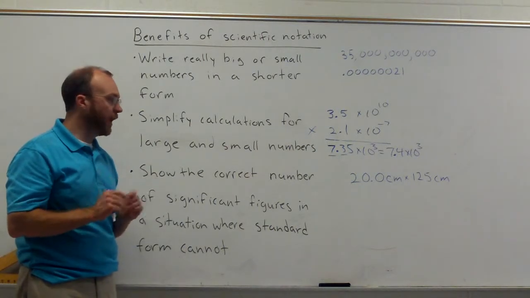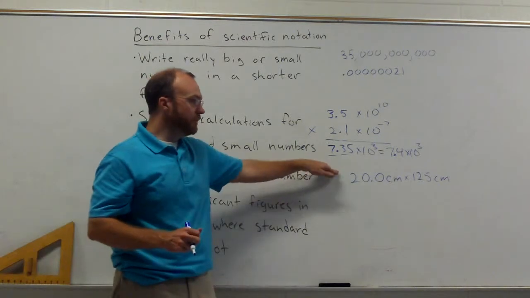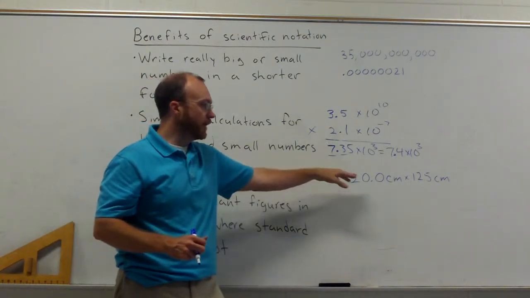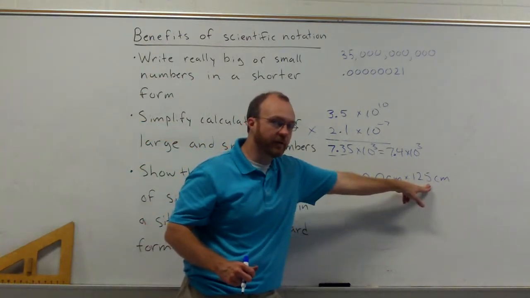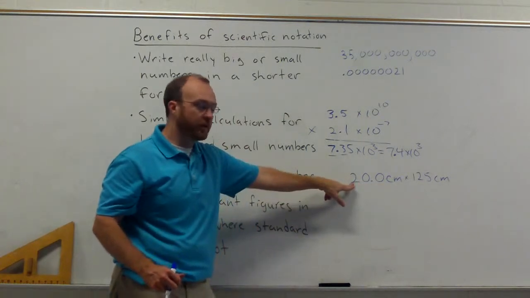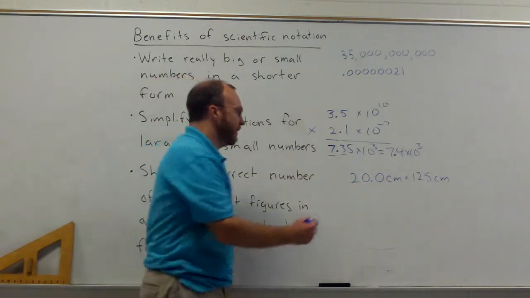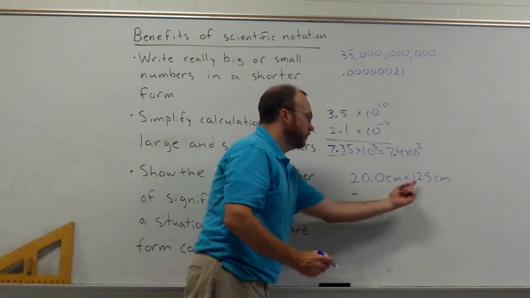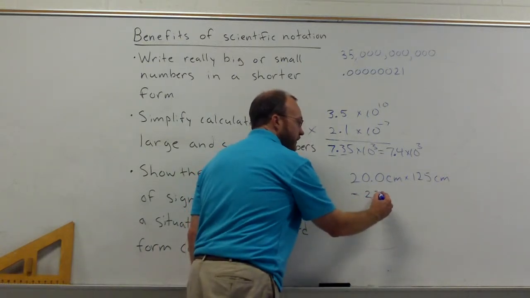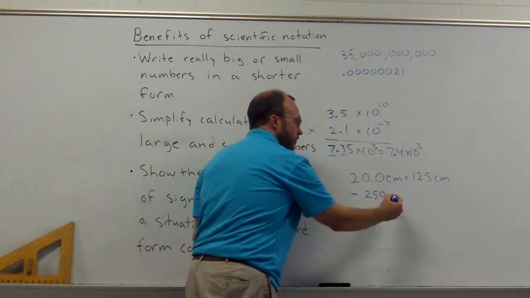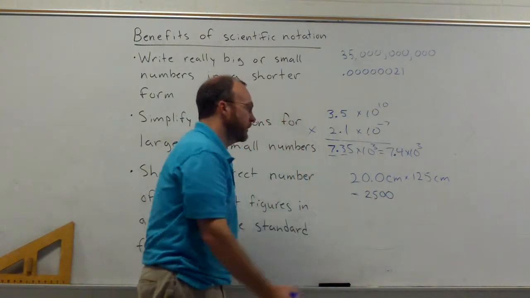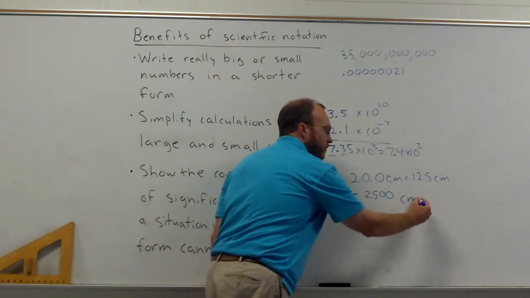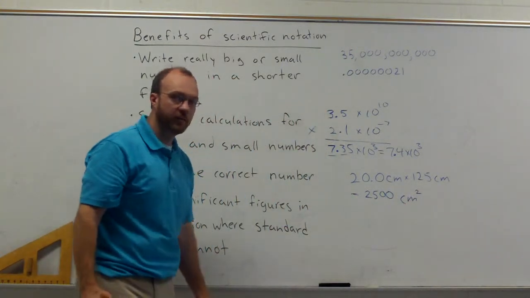So let's look at an example. Let's say I'm finding an area, and I have a rectangle with a length of 125 centimeters and a width of 20 centimeters. I can multiply out to find that area. 2 times 125 is 250. So 20 times 125 is 2,500. Centimeters times centimeters is centimeters squared, or square centimeters.